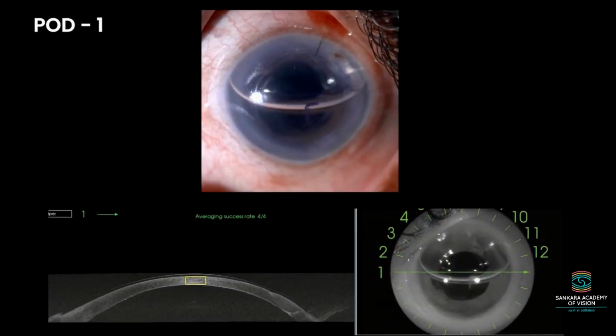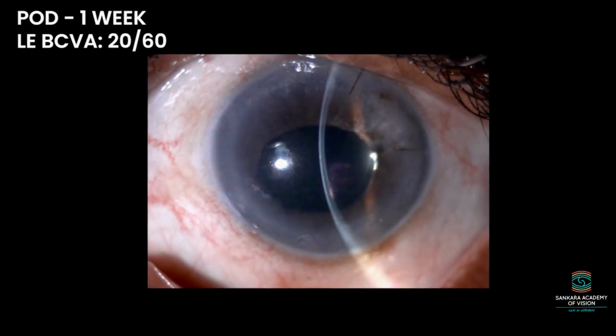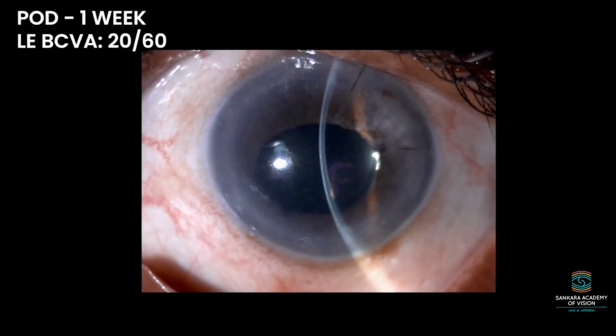On post-op day 1, the graft appeared to be well attached as confirmed on ASOCT. At 1 week post-op, the cornea appeared clear and compact and vision improved to 20/60.